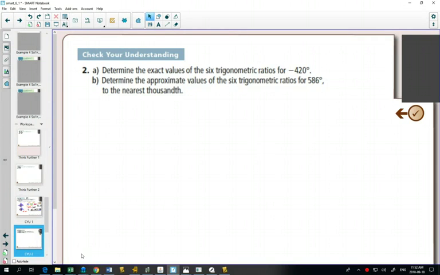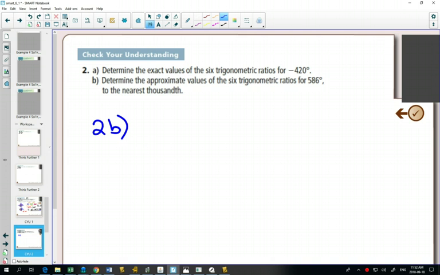Question 2, we are only going to do 2b right now. We are going to leave question 2a until after we have done our unit circle and memorized all of our values. So in 2b, determine the approximate values of the 6 trig ratios for 586 degrees to the nearest thousandth.